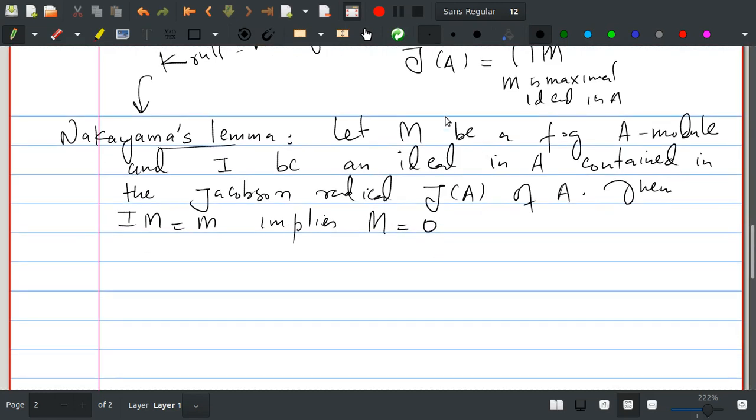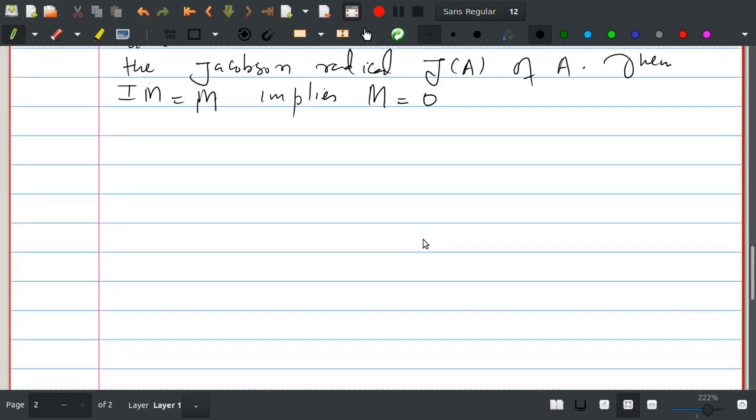So let us first see what we are given, what is our hypothesis. This M is our given finitely generated module, and I is any ideal which is contained in the Jacobson radical of A. Then IM equal to M implies this M is actually a zero module. So let us prove this.